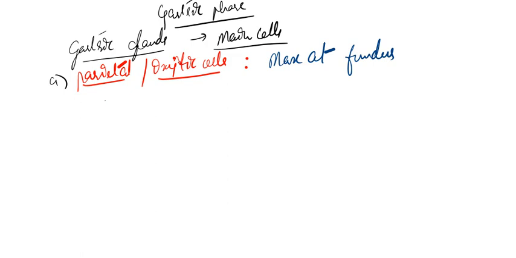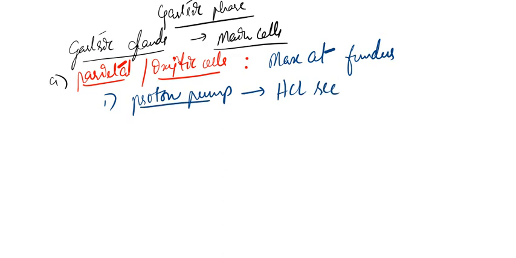So what is their main function? We have something called the proton pump present in this region, which leads to HCl secretion. These proton pumps cause HCl secretion. So what is that proton pump? I will write it down here: H plus/potassium plus ATPase pump, and bicarbonate or chloride exchanger.